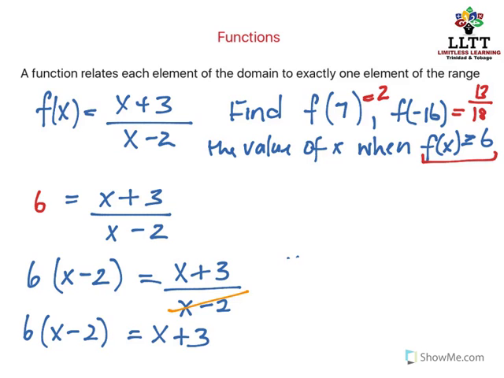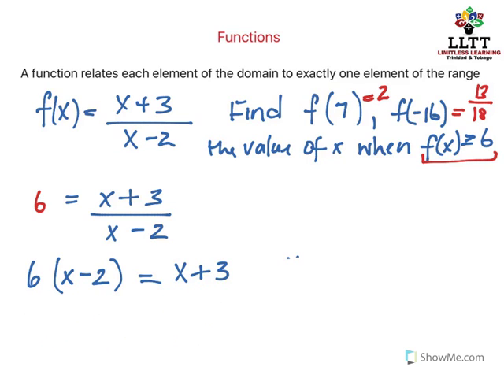So then take this off. So this cancels. And I'm left with 6 times x minus 2 is equal to x plus 3. Then the next thing I'm going to do is expand these parentheses or brackets. So I have to multiply 6 by each term. 6 times x gives me 6x. 6 times negative 2 gives me negative 12, is equal to x plus 3.